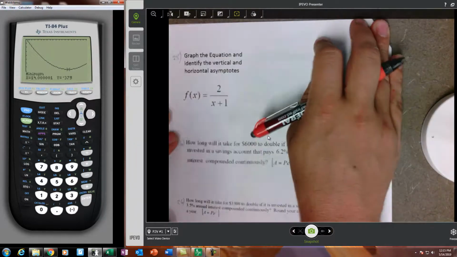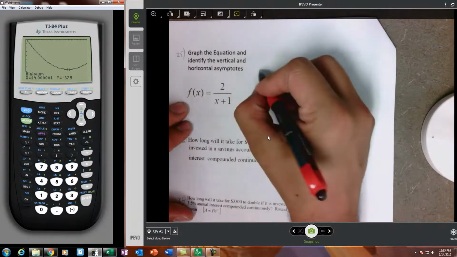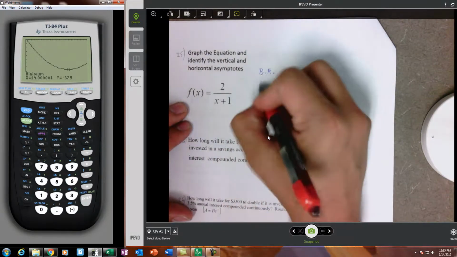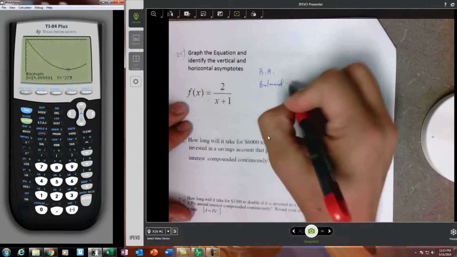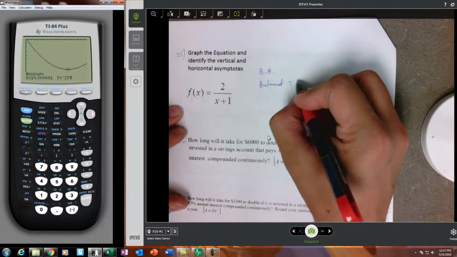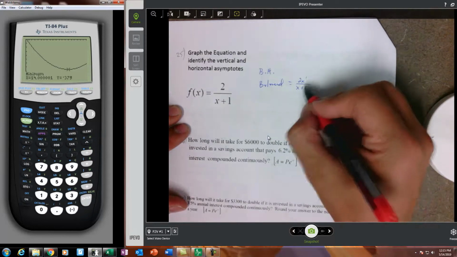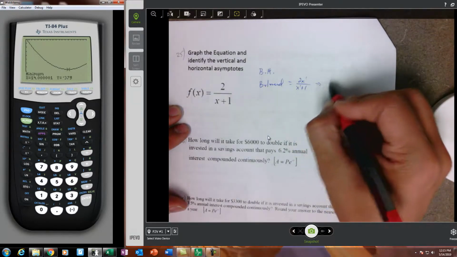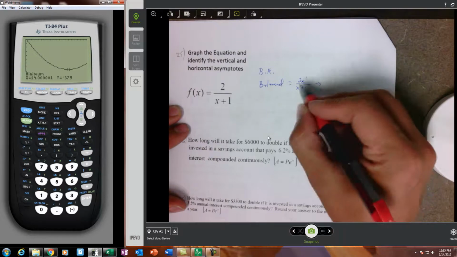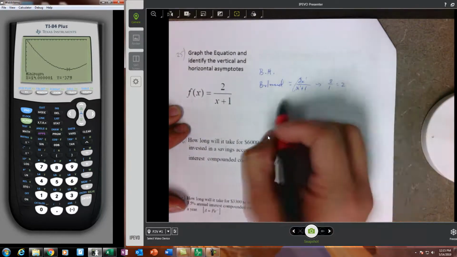The next thing we're going to look for are vertical and horizontal asymptotes. Horizontal asymptotes are either bottom heavy or balanced. Balanced would be like x over x or x squared over x squared, and then you would use the leading coefficient. So if this equation was 2x over x plus 1, because they're both x to the first, I would use the leading coefficient test, which would be 2 over 1 or 2. But that's not the case in this problem.